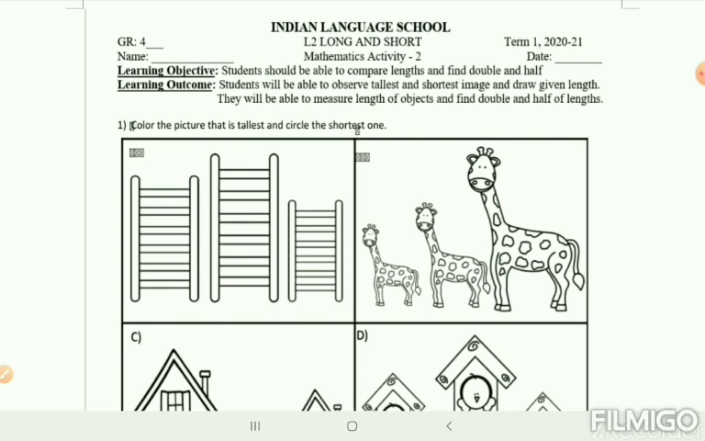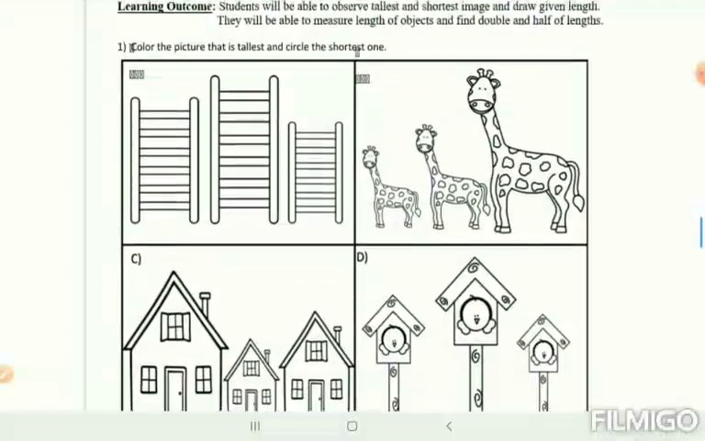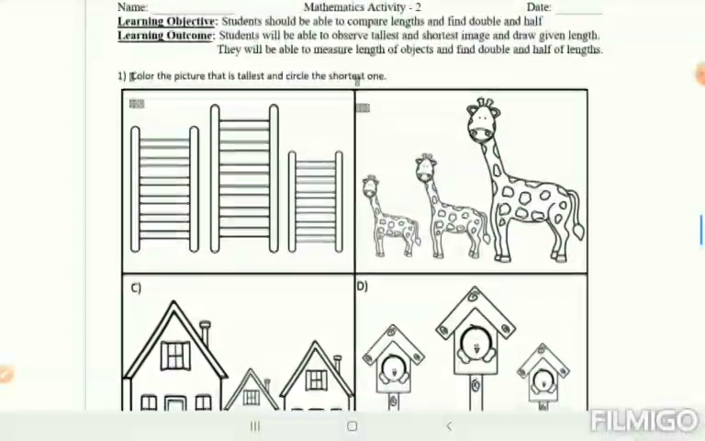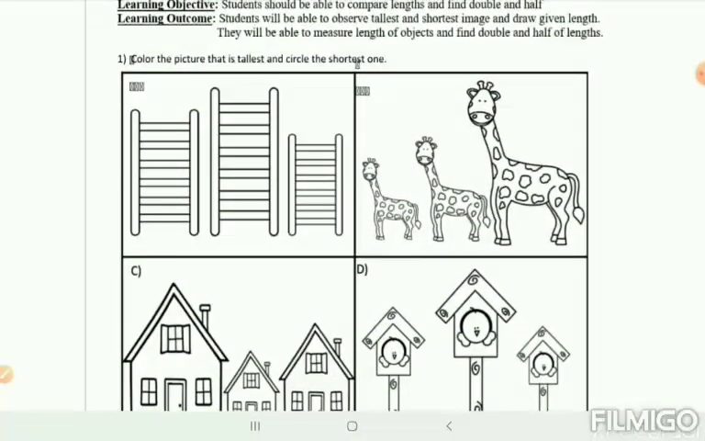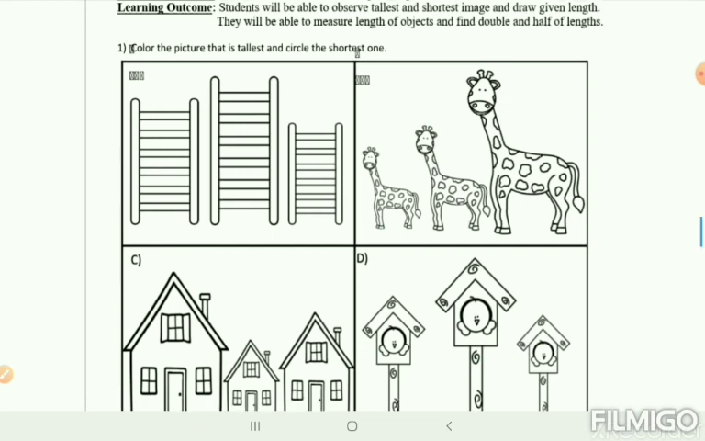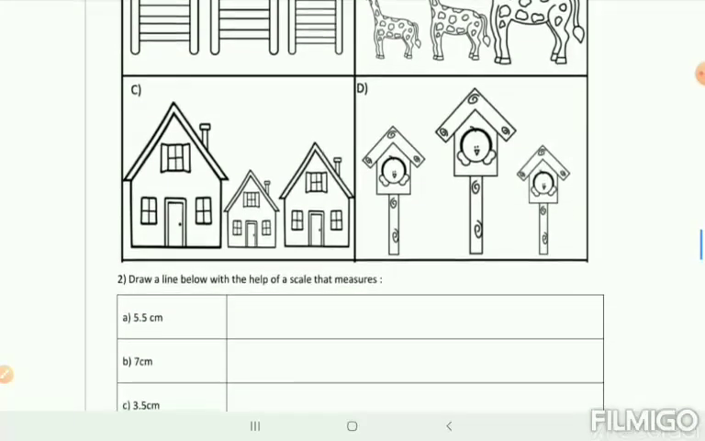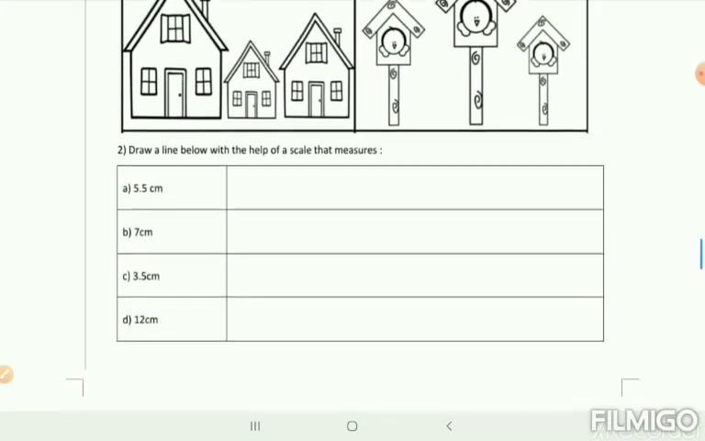Write learning objective and learning outcome. I'm just going to tell you what you are going to do in this. First question is, color the picture that is tallest and circle the shortest one. You are going to see in each figure which is the tallest one. That figure you are going to color, and the shortest one, just circle it with any color of your choice. A, B, C, D, you are going to follow the same thing.